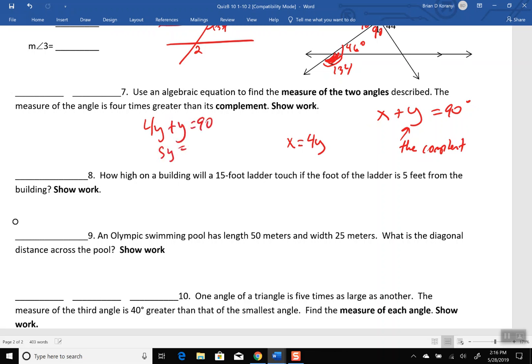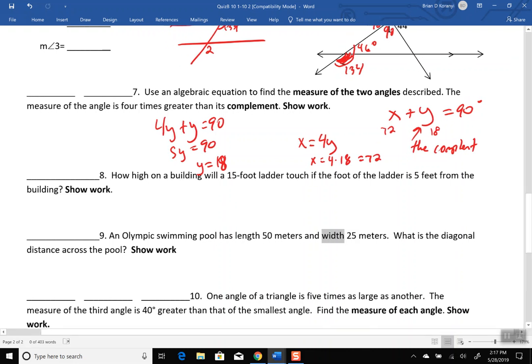I get 5y equals 90, so solve for y. Y would be then 14 after you divide by 5. 18 actually. Now that I know that y is 18 degrees, x is 4 times y, so 4 times 18 would be 72. So 18 and 72. So the angle is 72, its complement is 18, which adds up to 90, and 72 is 4 times as big as its complement, 18.